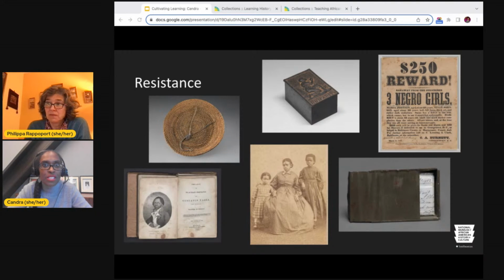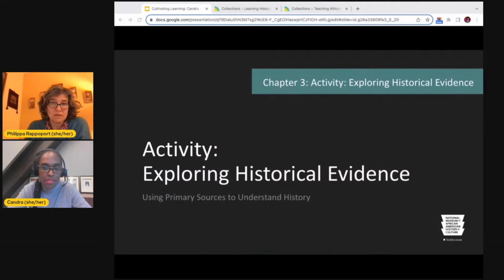Let's move forward into our activity space. So, with a little bit of context and stage setting for what we're going to be doing next, we're going to move into our activity where we're going to explore a couple primary sources, a couple pieces of historic evidence, so that we can begin to think about how those pieces of evidence tell us more about resisting.